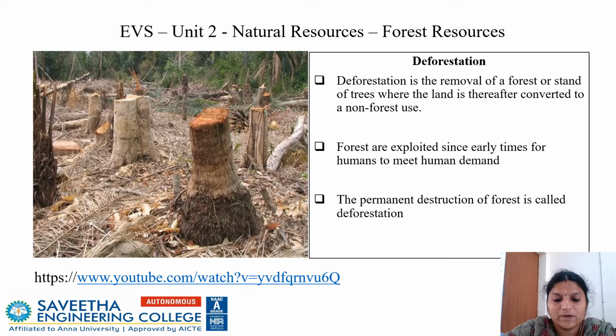Due to overpopulation, the materials supplied by the forest like food, medicine, shelter, wood and fuel are not sufficient to meet people's demand. Hence, exploitation of forest materials is increasing day by day. One of the major causes of the overexploitation of forest resources is deforestation. The permanent destruction of forest is called deforestation.